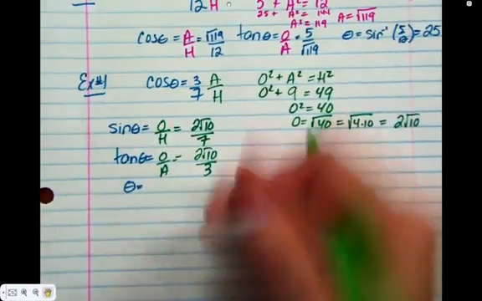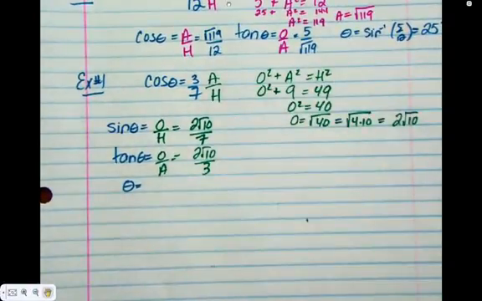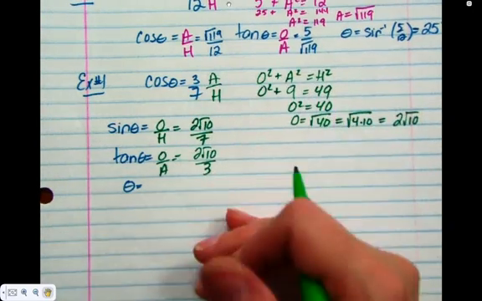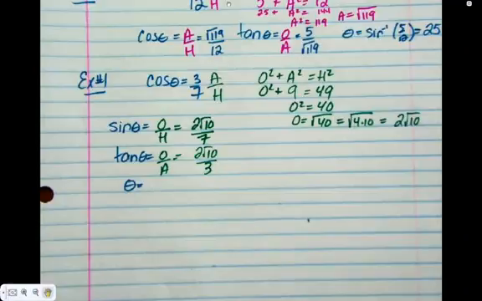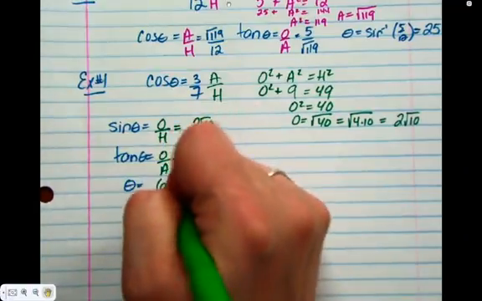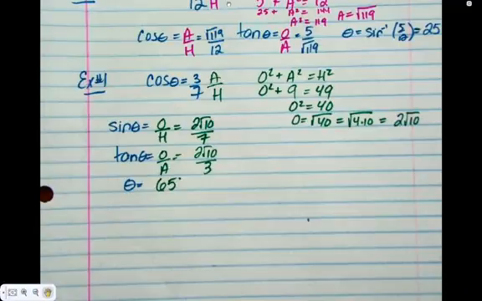Find theta, pick any one you want. What's the easiest and best one to pick? Cos, because then if you made a mistake with sine or tan, you're going to make a mistake here. How do we get theta by itself? How do we get rid of cos? Inverse cos, nearest degree. 64. Questions so far?